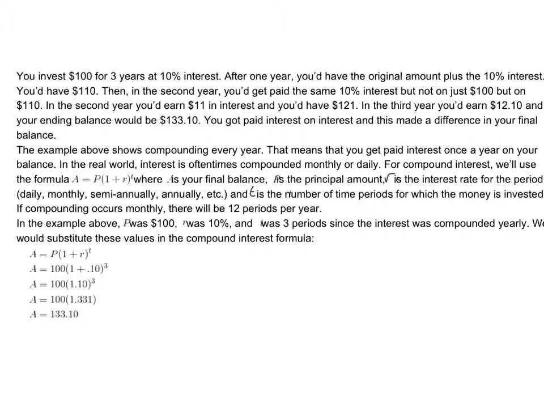If compounding occurs monthly, there are going to be 12 compounding periods per year. In the example above, my principal was $100, my interest rate was 10%, and t was 3, since it got compounded once a year for 3 years. If you substitute those values into the formula, 100 for P, 0.10 for r, and 3 for t, we still get 133.10.